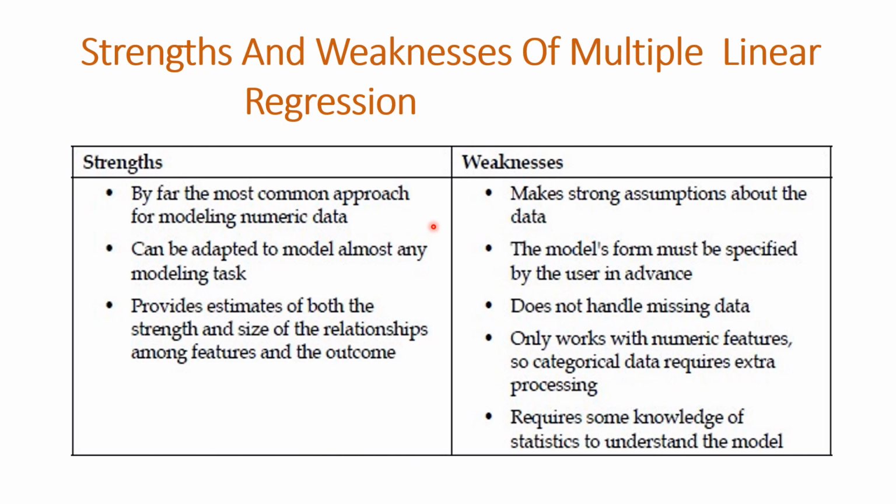The model's form must be specified by the user in advance and it does not handle missing data. It only works with numeric features, so categorical data requires extra processing. We have to convert this categorical data to numerical features, and only then can it work with multiple linear regression. It also requires some knowledge of statistics to understand the model.